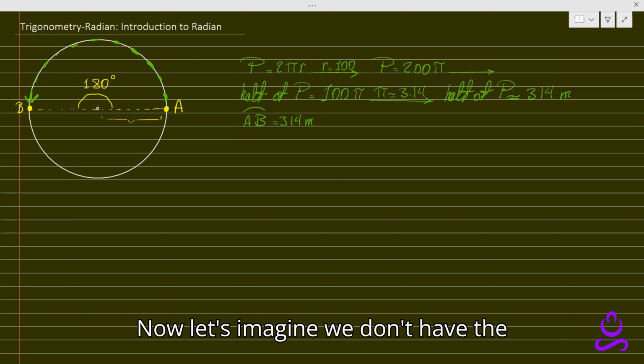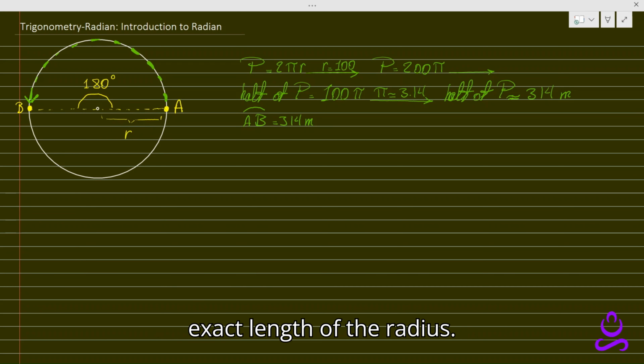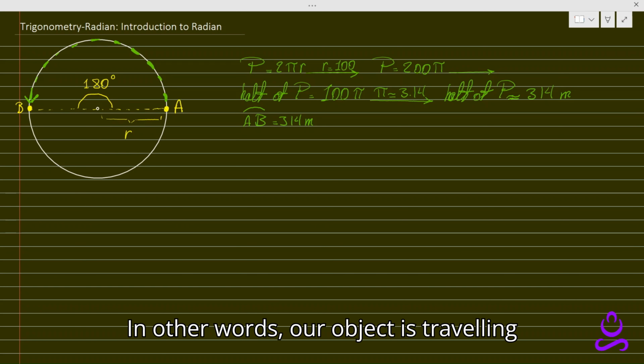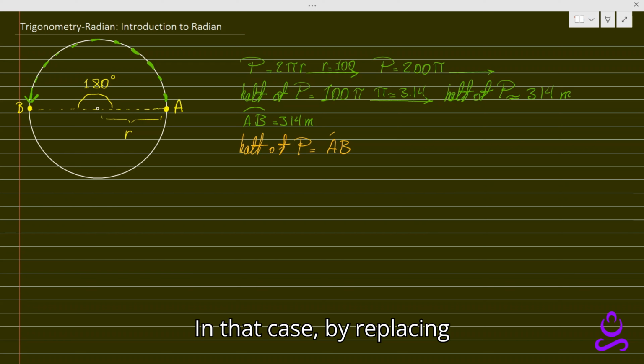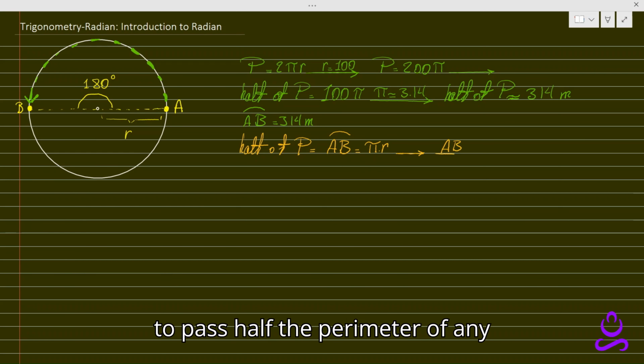Now let's imagine we don't have the exact length of the radius. In other words, our object is traveling on a circle where the radius is not measured. In that case, by replacing 100 meters with r as the radius of any circle, our object will travel pi r to pass half the perimeter of any circle.